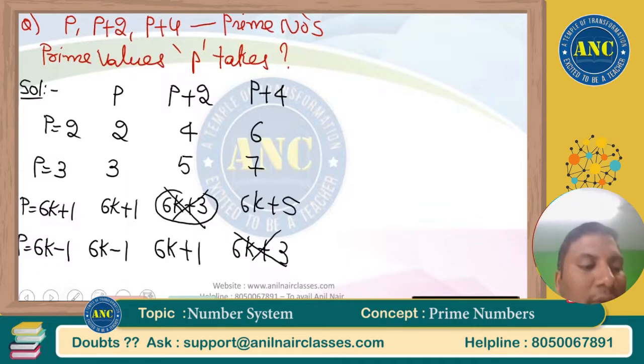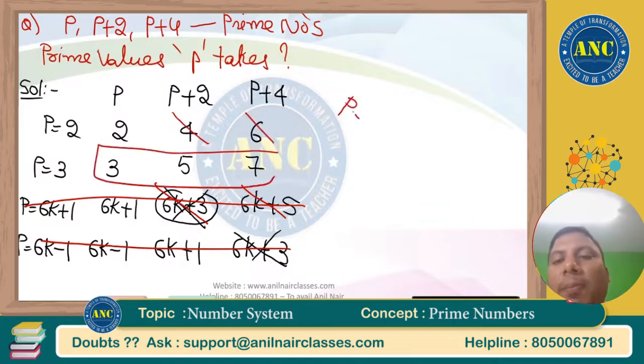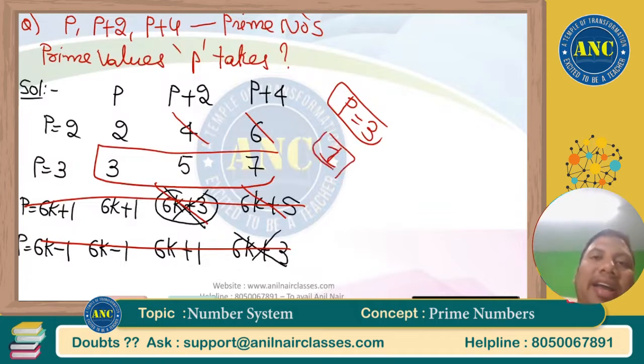So there is no triplet where all three are prime numbers. This case is not possible. 4 and 6 are even numbers, so the only case that is possible is P equals 3. How many prime values can P take? Only one prime value. I hope the idea is clear.